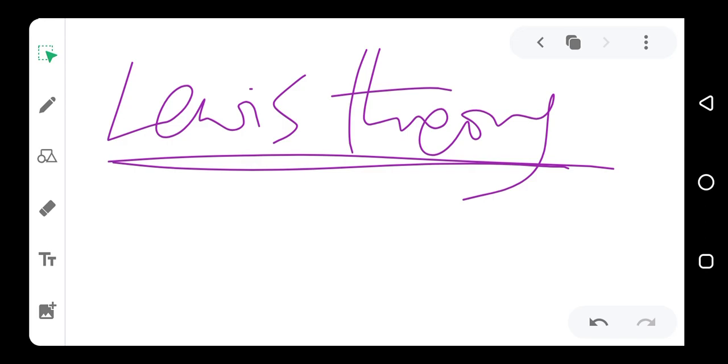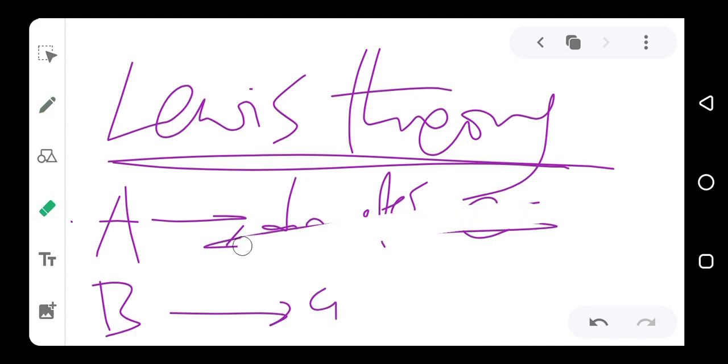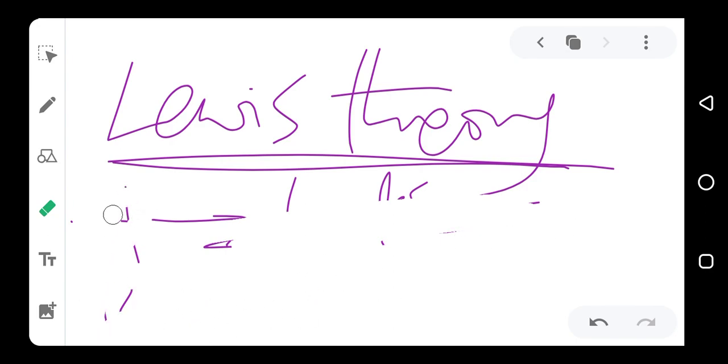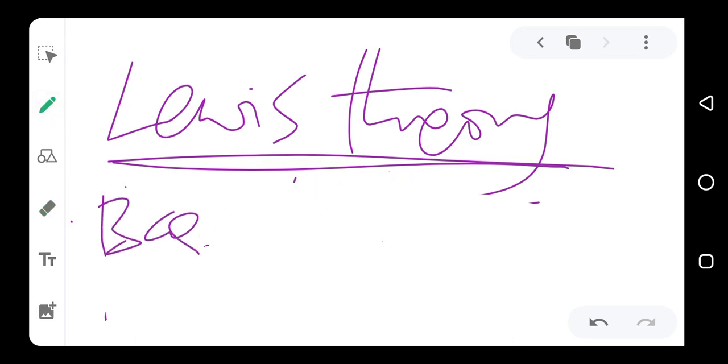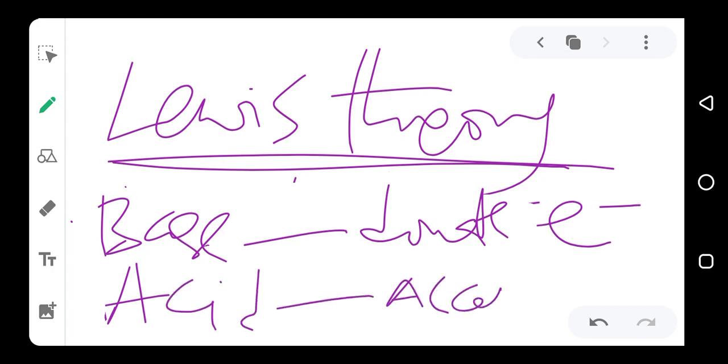So that is it about Lewis theory. In Lewis theory, we have a base that donates electron, and we have an acid that accepts electron.